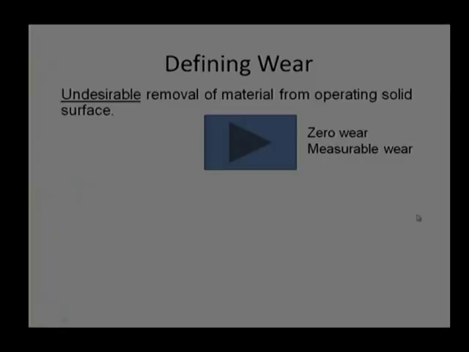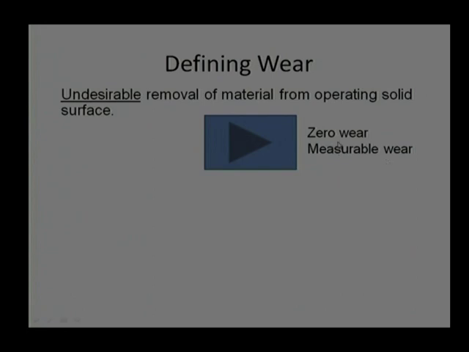So, to understand all this, let us start with the lecture on wear and a definition. Wear is defined as the undesirable removal of material from an operating solid surface. I use the word undesirable, keeping in mind that there are two definitions. One is known as zero wear, the other one is measurable wear.